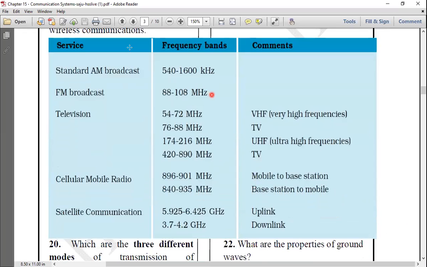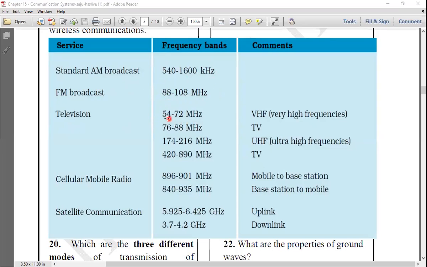See here, standard AM broadcast. AM, meaning Vividh Bharati, has a range of 540 to 600 kilohertz. For FM, all the channels you will find at 88 to 108 megahertz, such as 93.5, 95, 94.3, 92.7, all are in between 88 and 108. If you set the frequency more than 108 or less than 88, FM will not be there, okay.